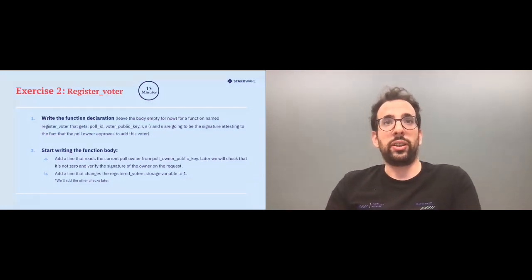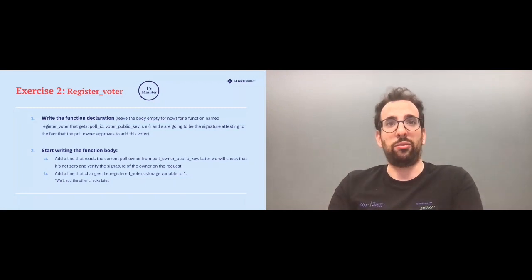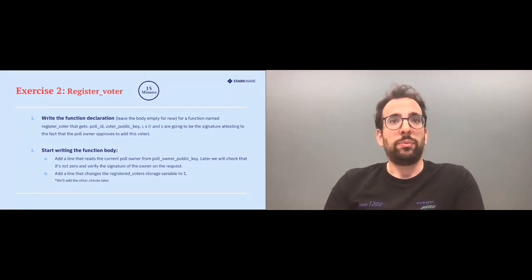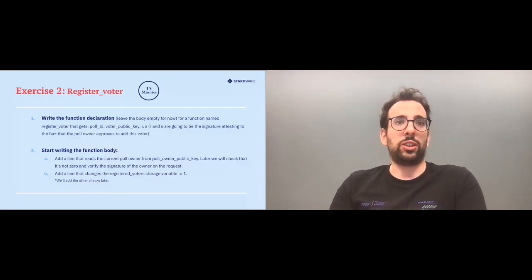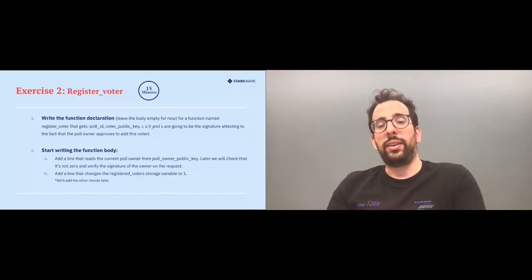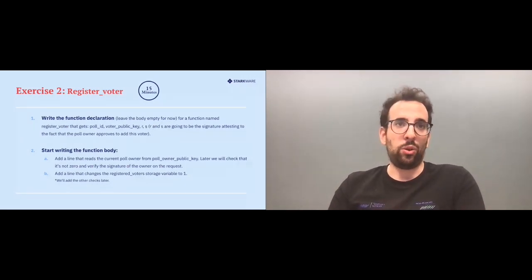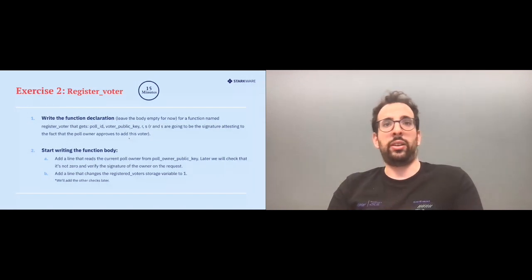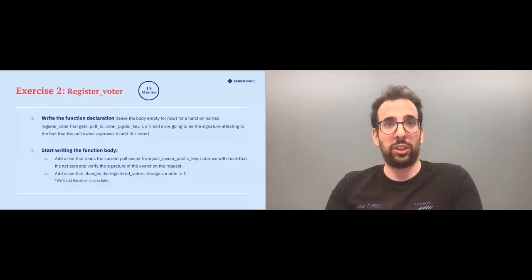This leads us to the second exercise, which you have a slightly longer time for. We want you to write the declaration of a function called register voter, which takes as parameters poll ID, the voter public key, and 2 additional values which we're calling R and S. These are going to be the signature of the poll owner of this particular poll, which signifies that the poll owner indeed allows this particular voter inside this poll. And start implementing this function body.